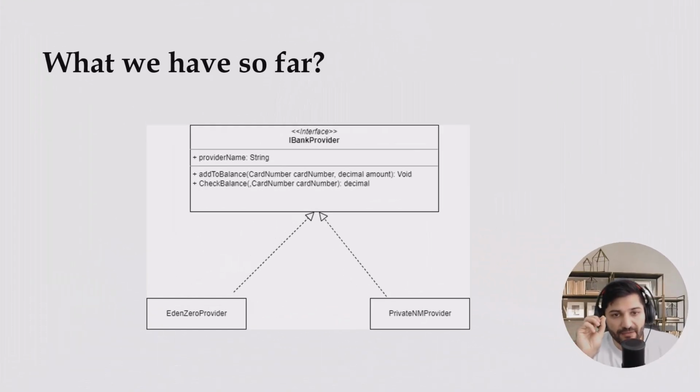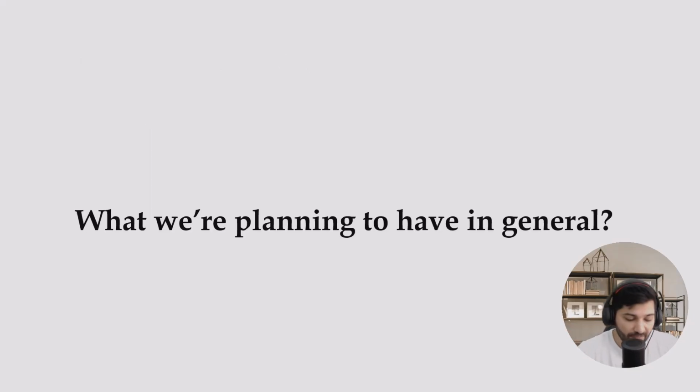Let's check what we have so far. We implemented a bank provider with two methods, add to balance and check balance, and also we have one property called provider name. We have Eden 0 provider and private enum provider that implements this interface as a separate class library. It is possible for you to extend and add additional libraries, but for now, only 2 implementations are enough for us. And what we are planning to have in general.